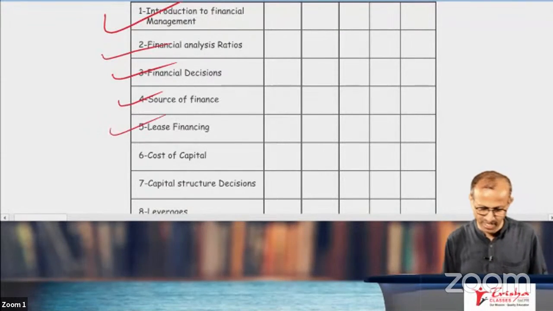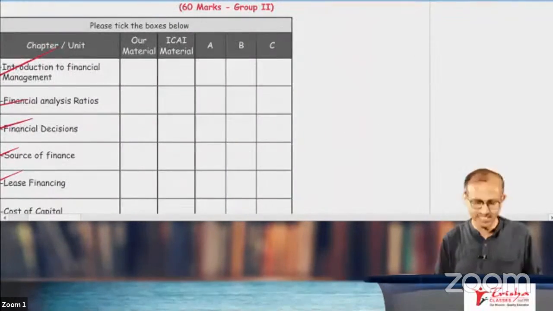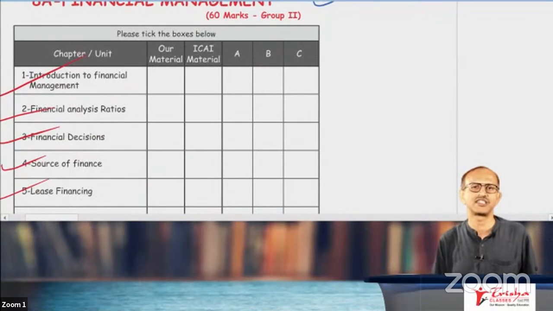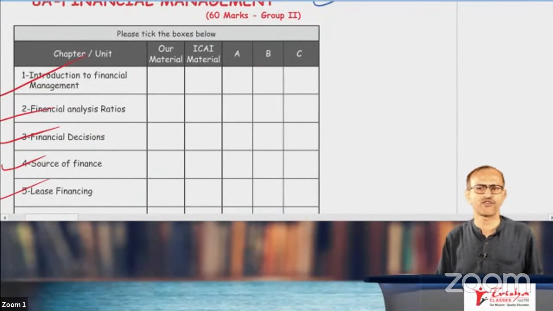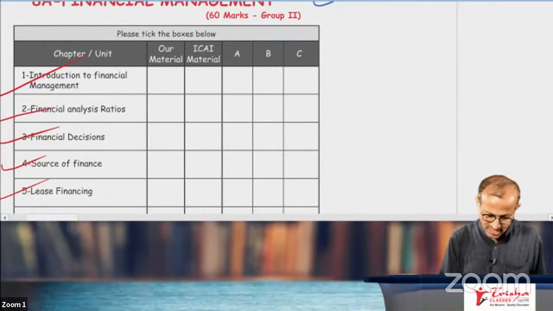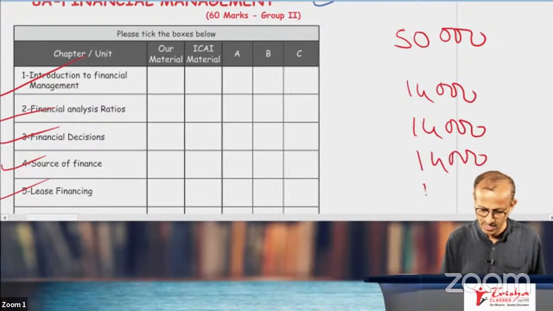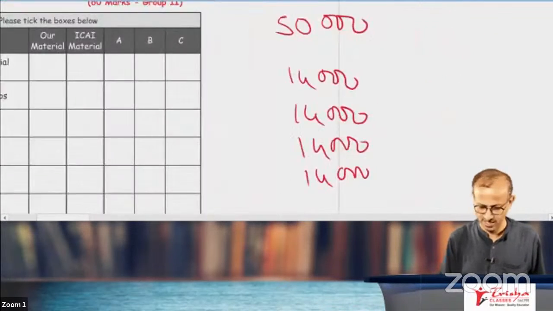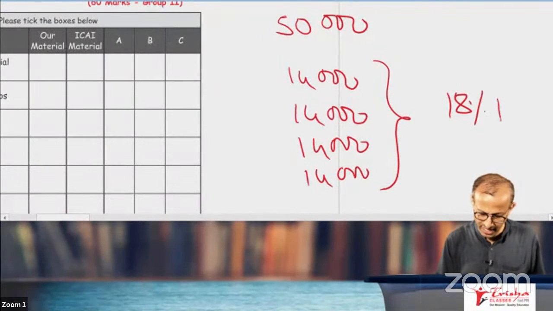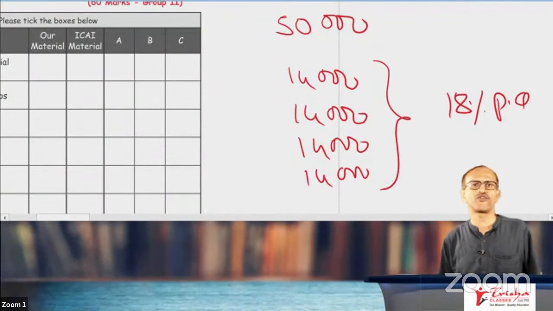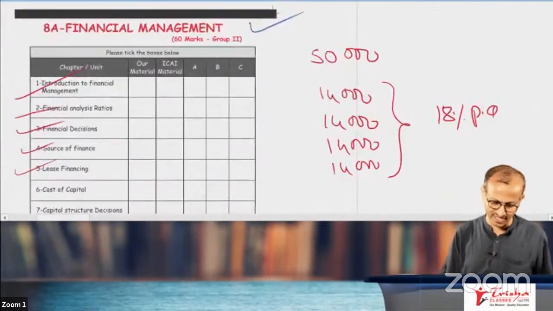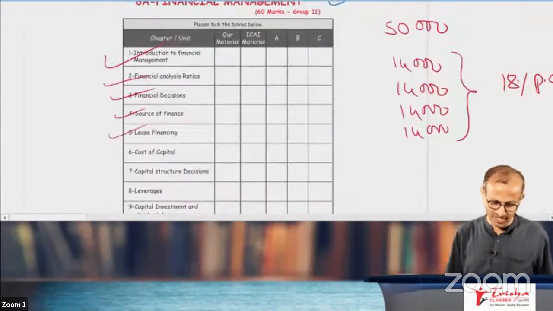There is lease financing. Do you remember lease financing? We discussed it somewhere in the foundation. There was a machine to buy. I'll give you this example: 50,000. But lease rentals are 14,000 per annum for 4 years. At 18% per annum, should we buy? Should we go for buying or leasing? We learnt that. That was simple, no sir. We learnt it in the CA foundation.